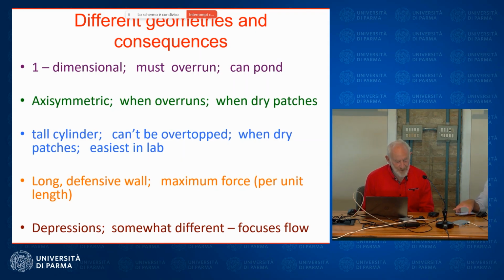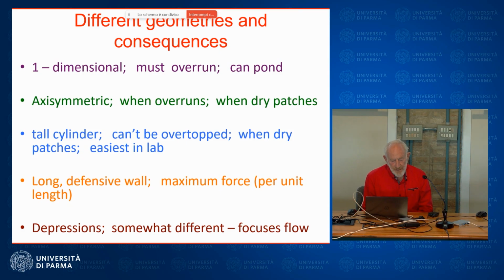So there are different geometries and consequences. The simplest one is one-dimensional, where the flow just goes down a slope and reaches this topography, and it must go over it. There's nothing else that it can do. On the other hand, it can pond, it can stay and be caught by the topography.